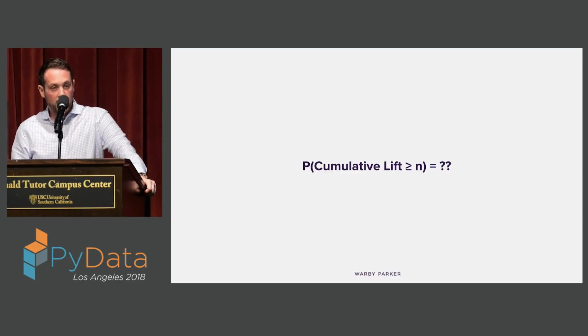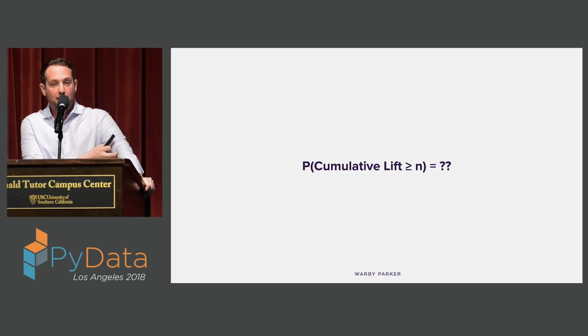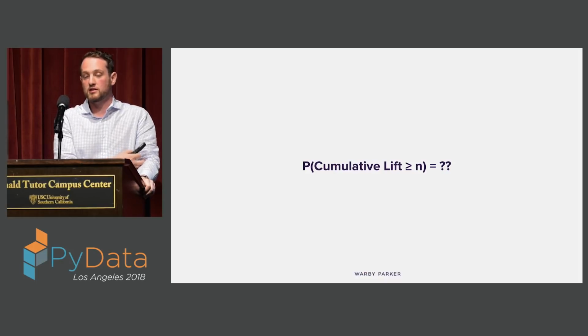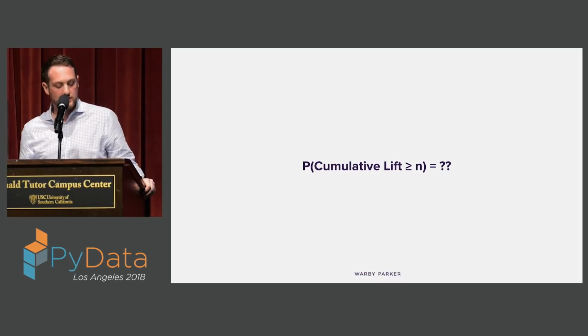And lastly, another useful feature of using a Bayesian package like Prophet is that it makes it really easy to answer probability-based questions like what's the probability that the cumulative lift was greater than or equal to 5%, or some other cutoff point that's meaningful to the business. And this is a really useful way of communicating results to stakeholders.